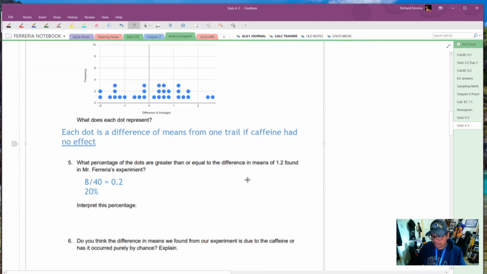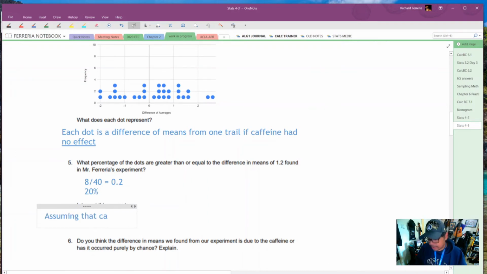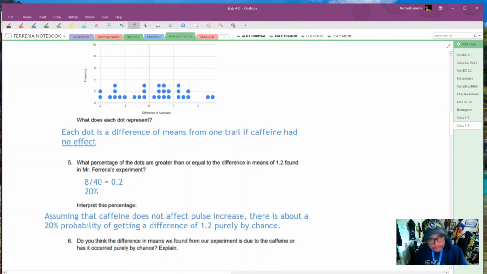So interpret this result. Assuming that caffeine does not affect pulse rate increase, there is about a 20% probability of getting a difference of 1.2 purely by chance. Okay, 20% is not uncommon. Uncommon in AP Stats is usually somewhere less than 10%. Sometimes 5% is what we would say for uncommon.